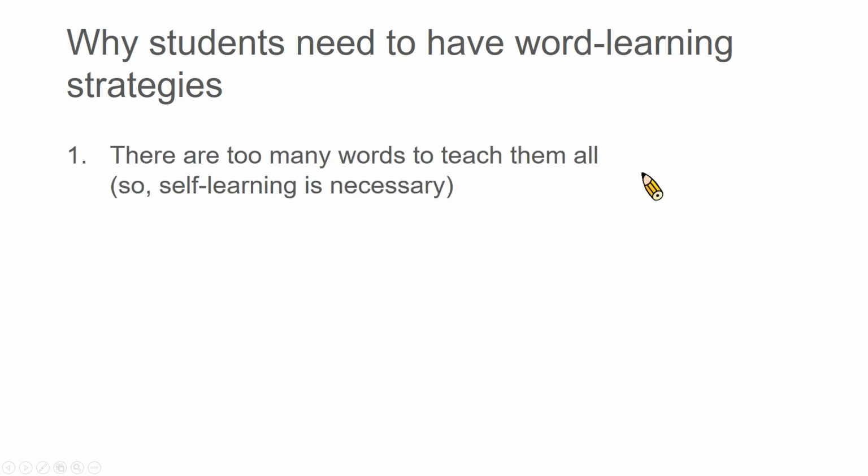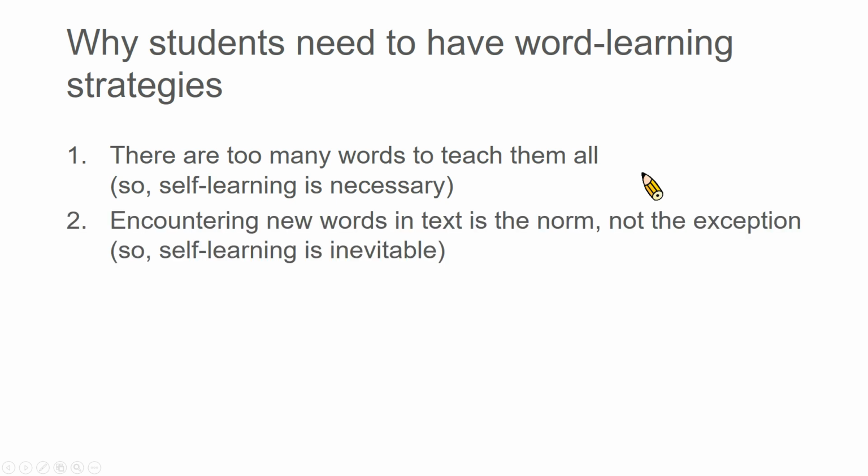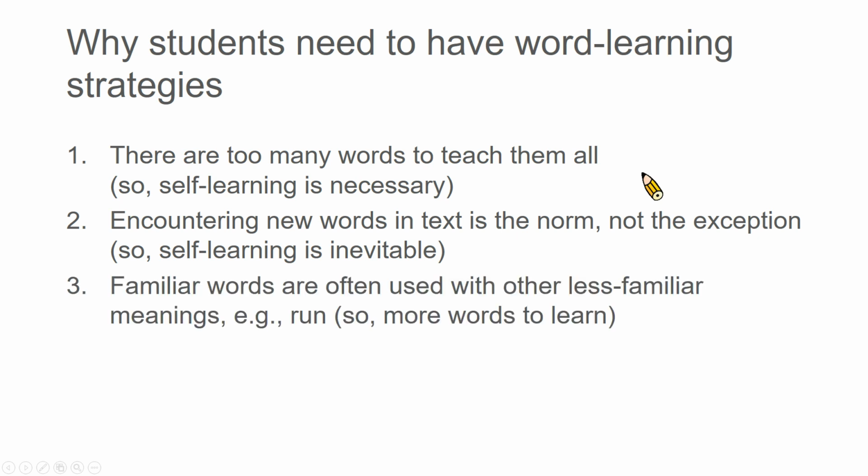The first reason is that there are too many words to teach them all, so self-learning is necessary. Second, encountering new words in text is the norm, not the exception, so self-learning is inevitable. Number three, familiar words are often used with other, less familiar meanings, such as "wrong," so there are more words to learn.